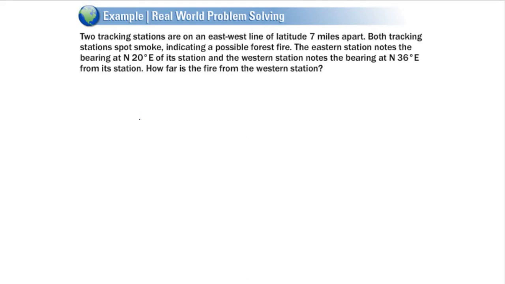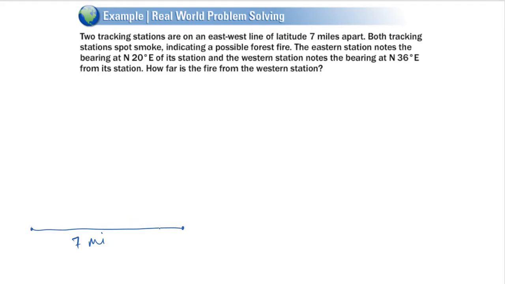Two tracking stations are on an east-west line 7 miles apart. So let me give myself some room here. It's kind of hard to just freehand this, but here's one tracking station over here. We've got one over here, let's say. And this distance, they tell us, is 7 miles. Both stations see some smoke. So maybe there's a fire out there and they're trying to pinpoint it.